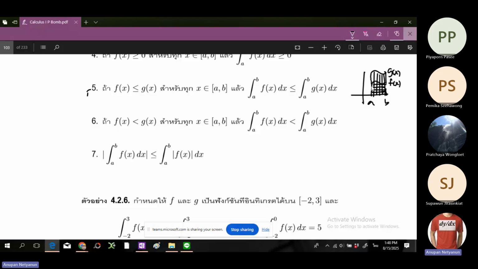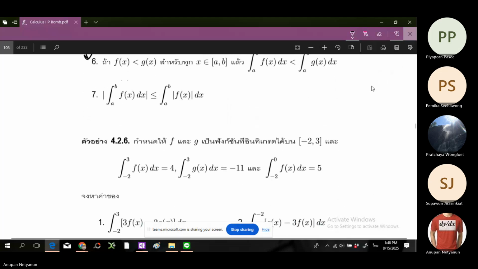Number 6 is the result from number 5. When g is strictly greater than f of x, no equality, the area you get, since it's higher, has to be strictly greater than the area under f of x. Last one: the absolute value of the definite integral is always less than or equal to the integral of the absolute value inside. Now let me give you an example.